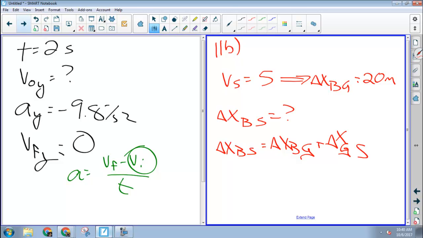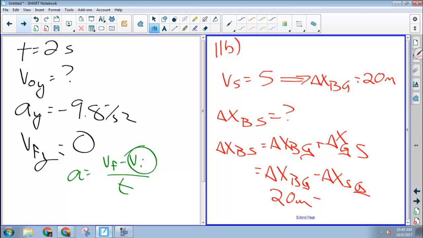Oops. I'm making this more complicated than I need to because I haven't had enough coffee today. So this is the displacement of the ball relative to the ground minus the displacement of the sled relative to the ground. So, displacement of the ball relative to the ground is 20 meters, right? Yep. Minus how far will the sled go in that time?